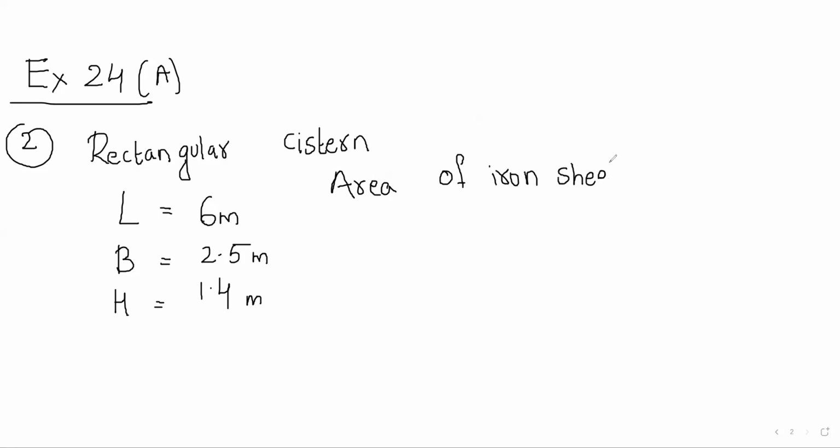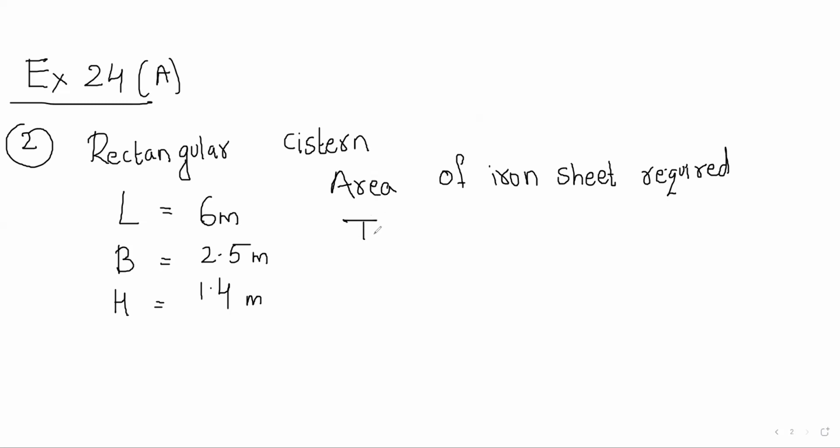We have to find the area of iron sheet required to make this cistern. Now, area of iron sheet required. Find the capacity of a rectangular cistern. Now, if the rectangular cistern is open, they will be giving us that it's open from one side. But if it is not given, we are assuming that we have all the surfaces here. So find the area of iron sheet required.